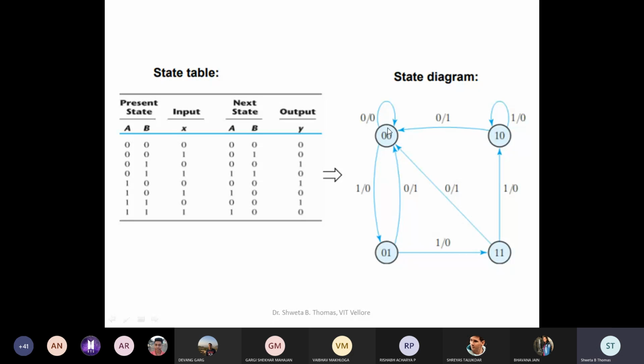You just see. Can you see, students? Are you able to see this? How we are drawing the state diagram? Students? Yes, ma'am. Can you see this?